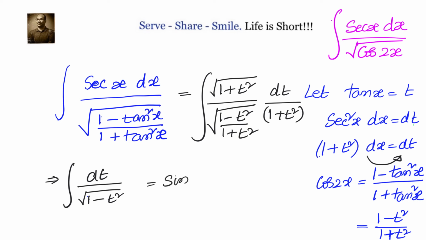Now this is in the form of dx by square root of a square minus x square, which is sine inverse x by a. Here x is t and a equals 1. So that's a standard integral we have. Our answer will be sine inverse of t plus c. But what is our t? T is tan x. So the answer will be sine inverse tan x plus c. So the integral of secant x dx by square root of cos 2x is sine inverse tan x plus c.